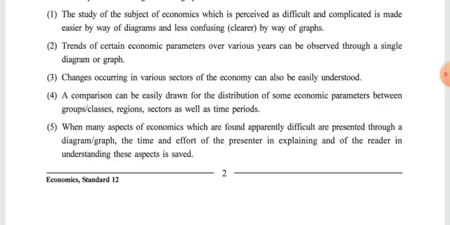Like, comparison can be easily drawn for the distribution of some economic parameter between groups and classes. So here let us take the example of income class: upper class, middle class and lower class. How can we differentiate? We can differentiate on the basis of their income level. And for that income level, we are deciding different categories and different groups of people, like male and female, literate and illiterate, malnourished people and routine people, etc. This thing can be compared along with different regions.